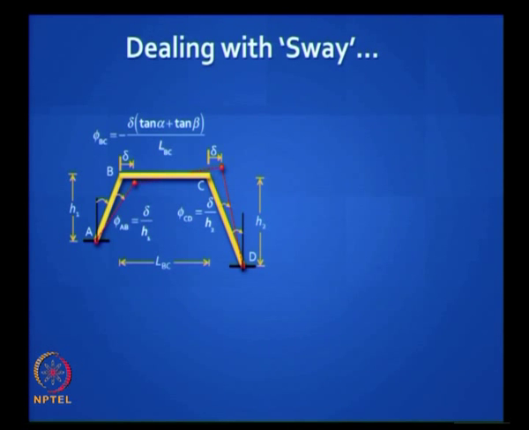You can still choose delta, but now your beam is going to have a chord rotation, because if you play with it like you play with a Meccano set, it is a mechanism. If you play with it, if these are rigid members, it will take a shape like this, agreed? And chord rotation for AB is simple, it is phi AB is delta by h1. For CD also it is simple, it is delta by h2, but it is a little tricky when you calculate. You can use trigonometry and calculate, and that is the formula that you get.